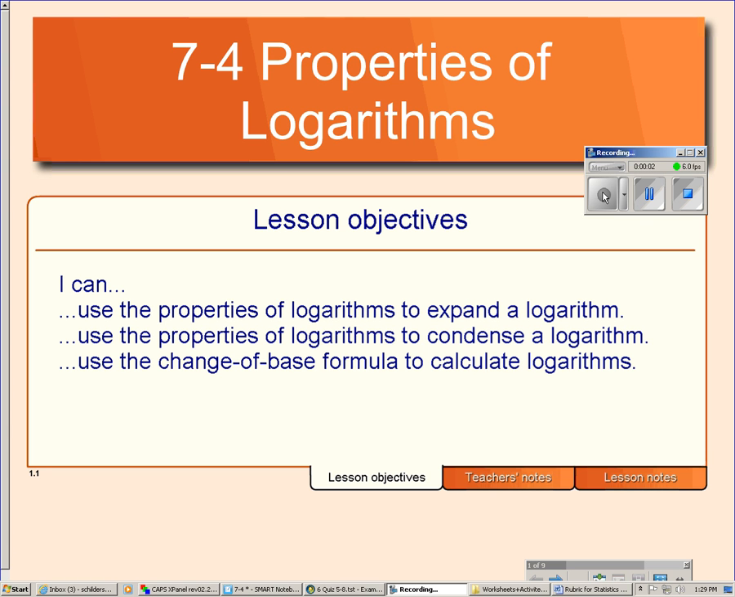This is the second half of lesson 7.4. In this lesson, we will learn how to use the change of base formula to calculate logarithms.